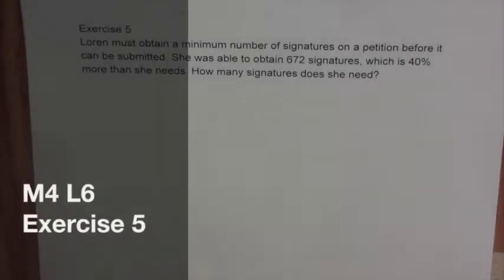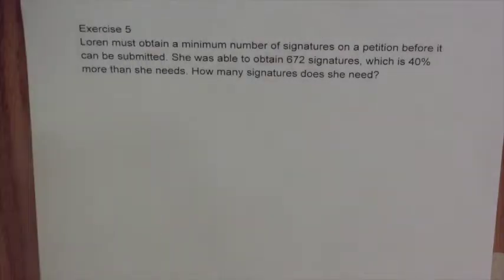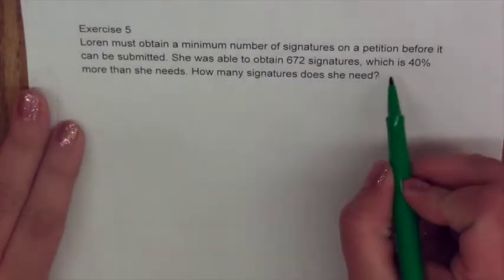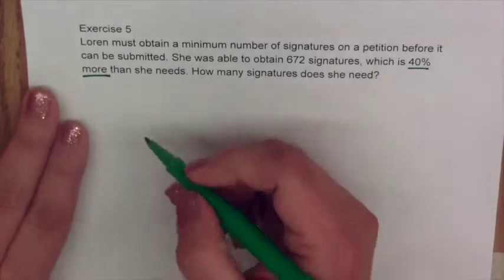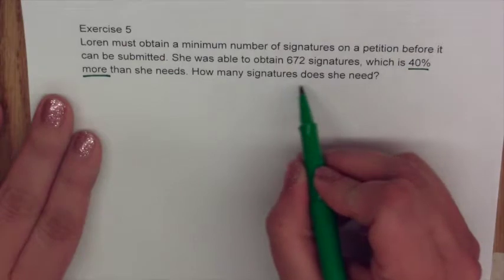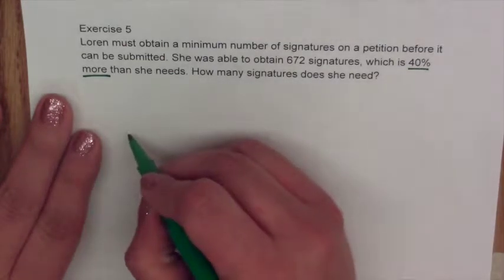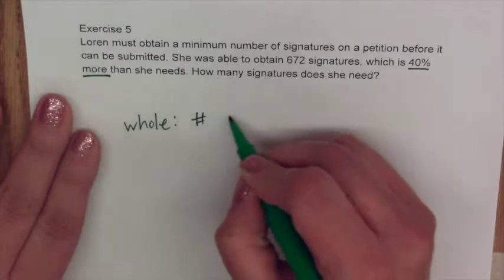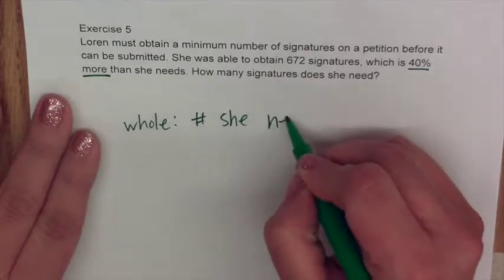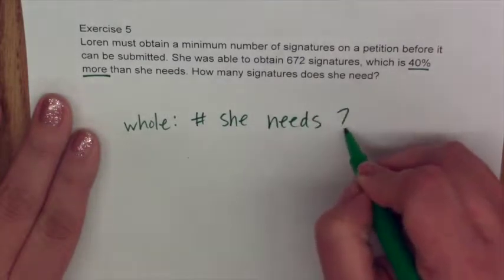672 signatures, which is 40% more than she needs. How many signatures does she need? All right, so if we read through here, it says it's 40% more than she needs. How many did she need? So the whole in this problem is the number that she needs, and we don't know what that is.